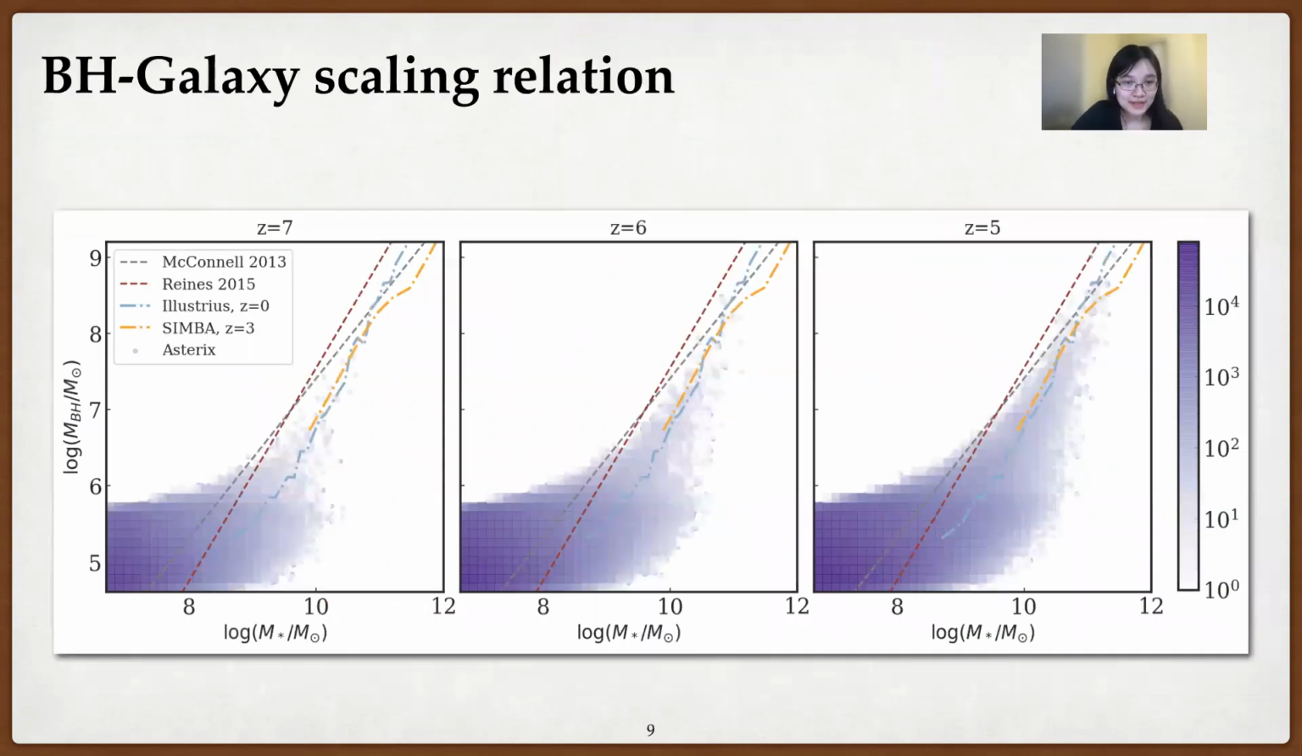And also, as the galaxy grows, the central black hole will also grow together because the dense cold gas that fuels the star formation would also fuel the growth of the central black holes. And generally, the massive galaxies would host more massive black holes, and that will give us a scaling relation when the black holes go well beyond the seed mass.